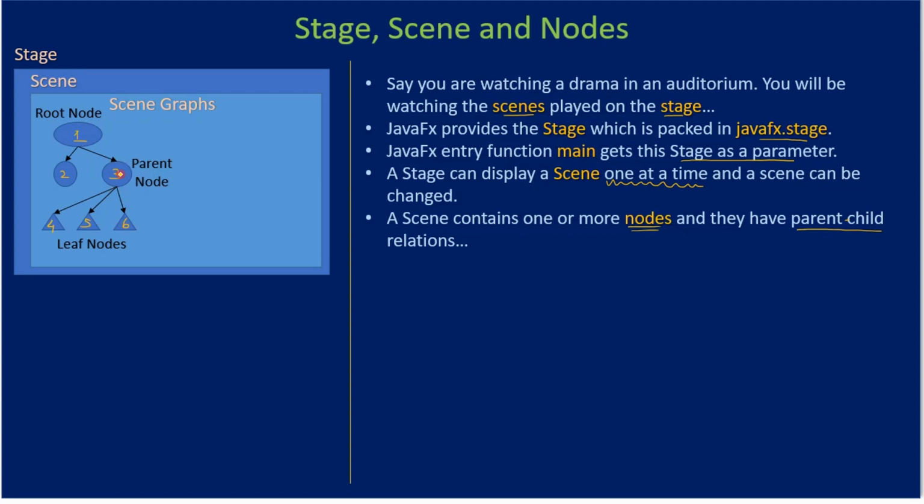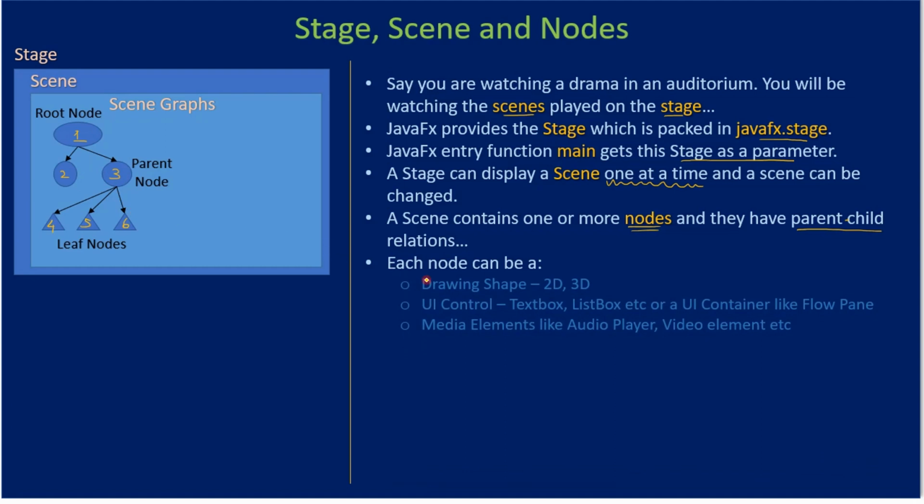So when 3 is not displayed, there is no meaning in displaying 5 and 6. All right. So here we are talking about the node parent-child relation, right? So let's talk about what each node represents.